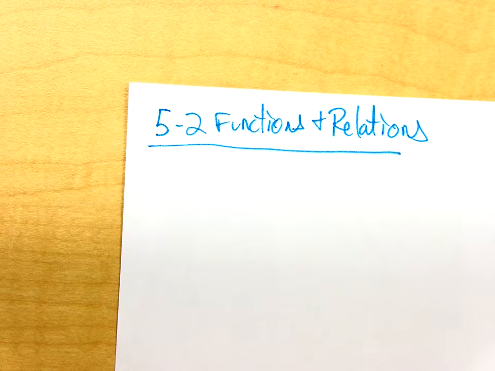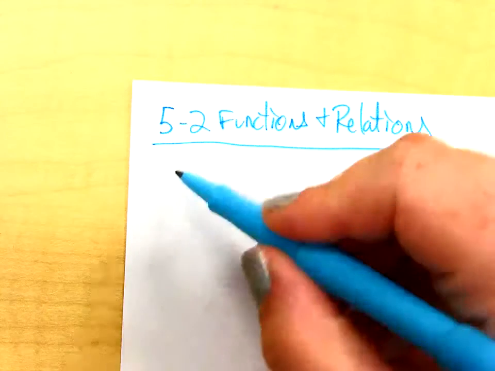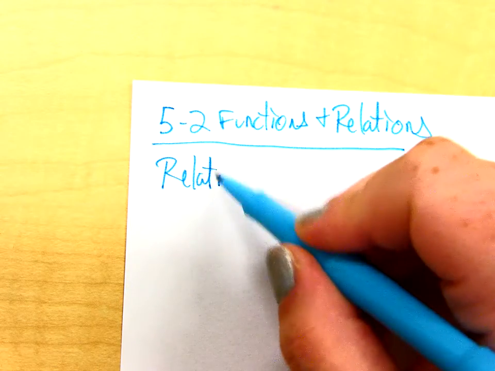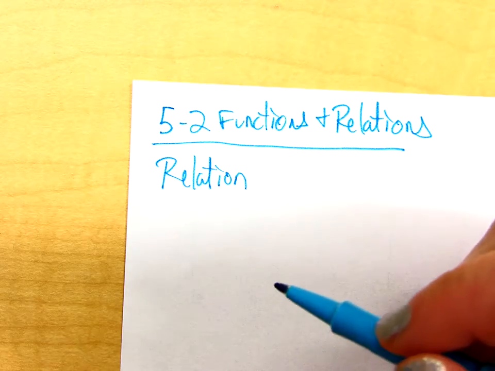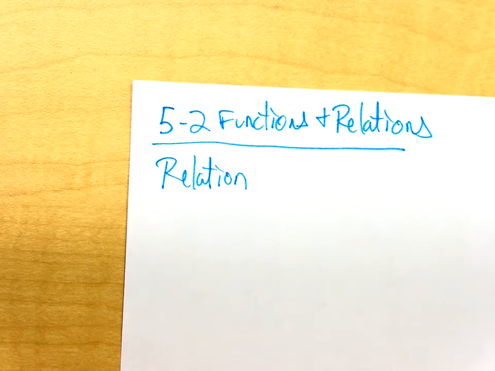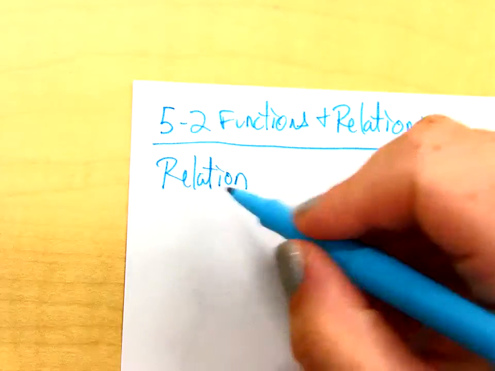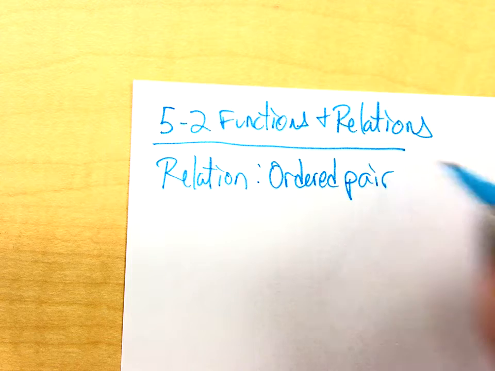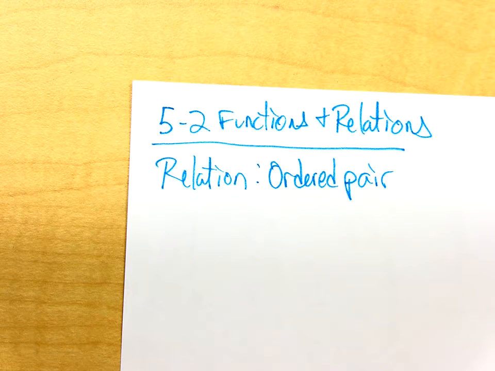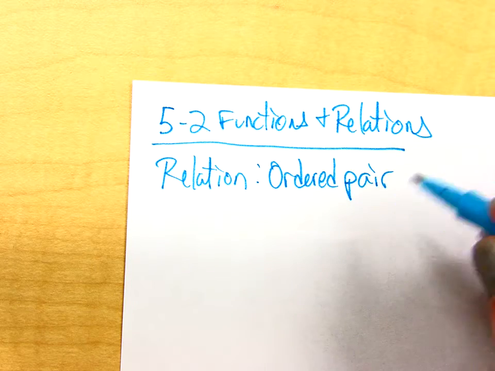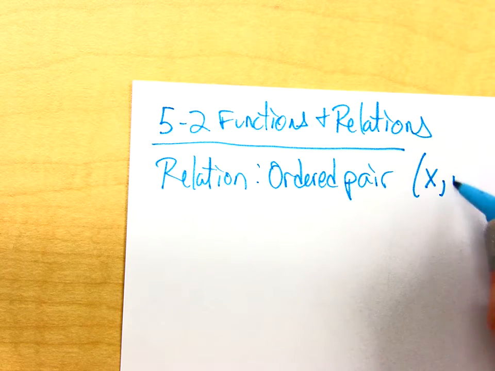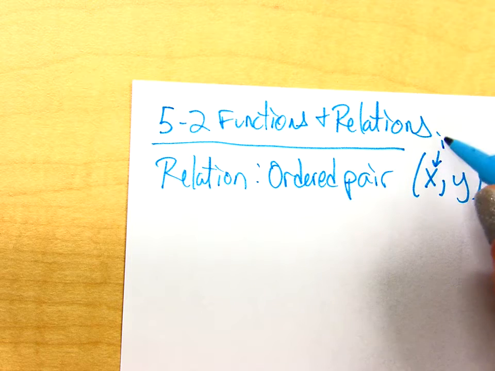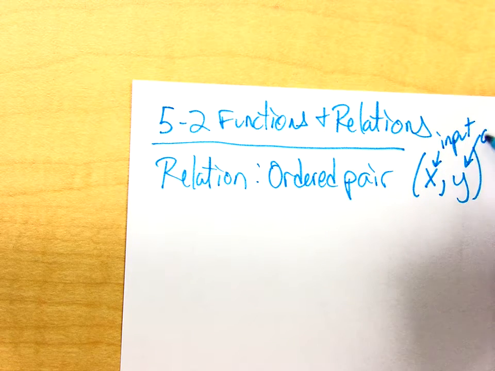So today we are talking functions and relations. A relation, anybody remember what those are? Kind of. It's really just an ordered pair. We're just putting two things together. So usually in an ordered pair, we have an x and a y. We call the x the input, and the y is the output.